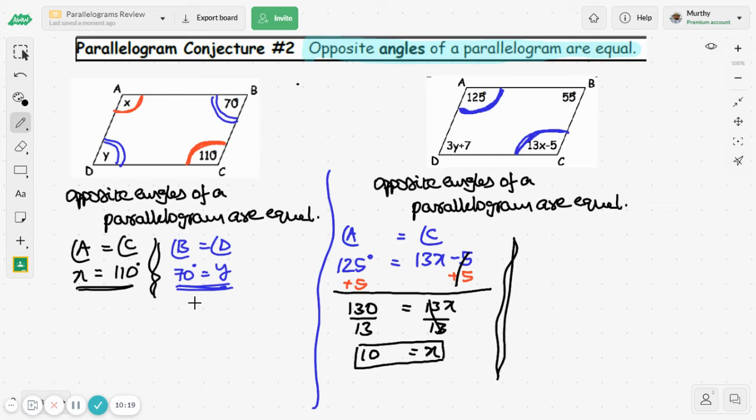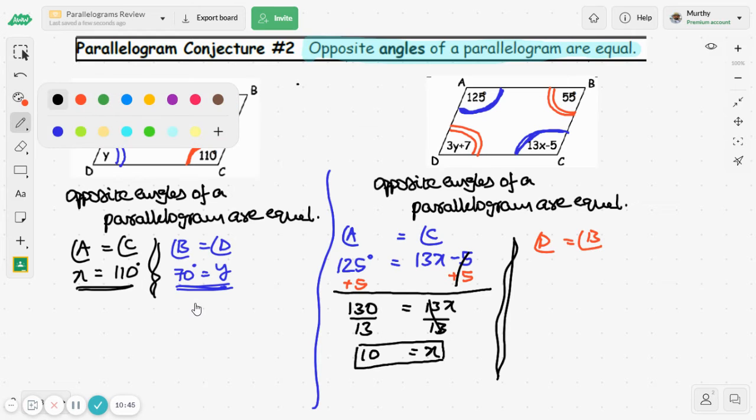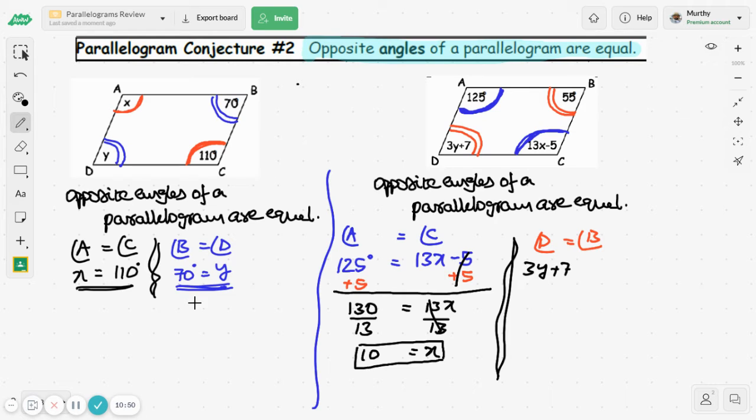Okay. Now coming to the second part of the question. This time I'm taking angle B, which is 55 degrees, and angle D, which is 3y plus 7. Therefore, let me write that angle D equals B. The reason is the same. In a parallelogram, the opposite angles are equal. The value of D, from the diagram, I see that it is 3y plus 7 equals the value of B, which is 55.